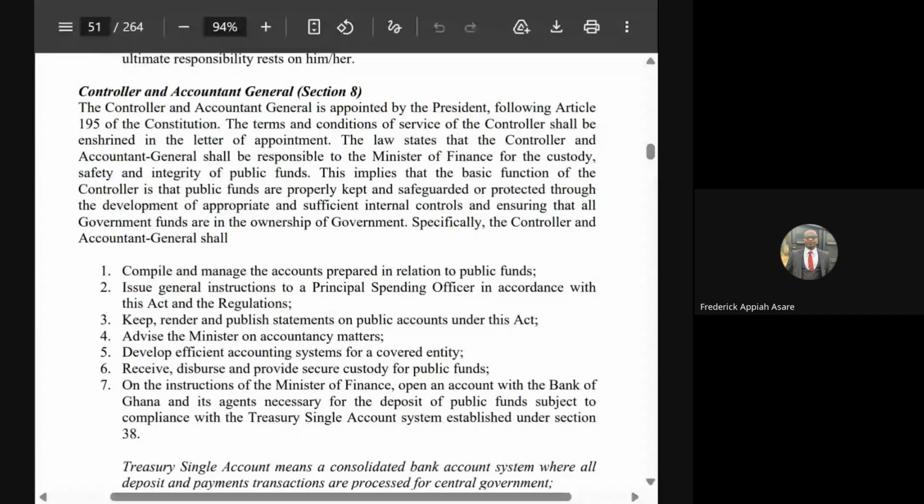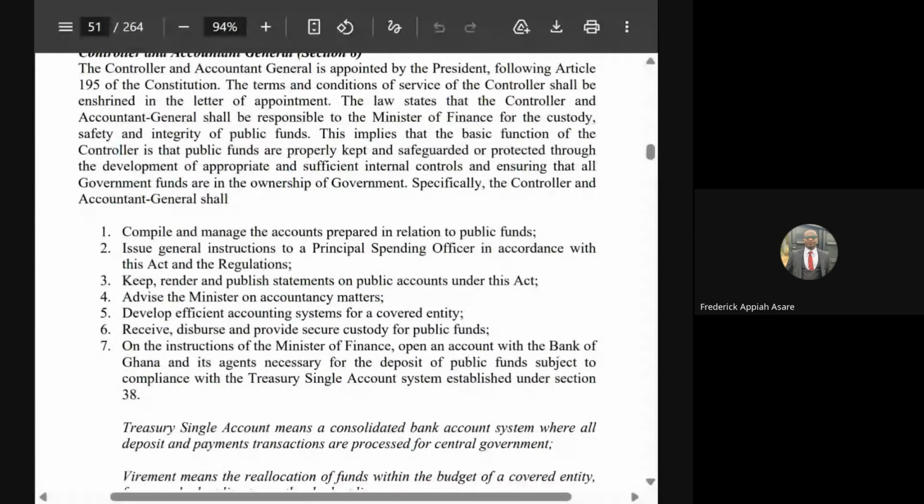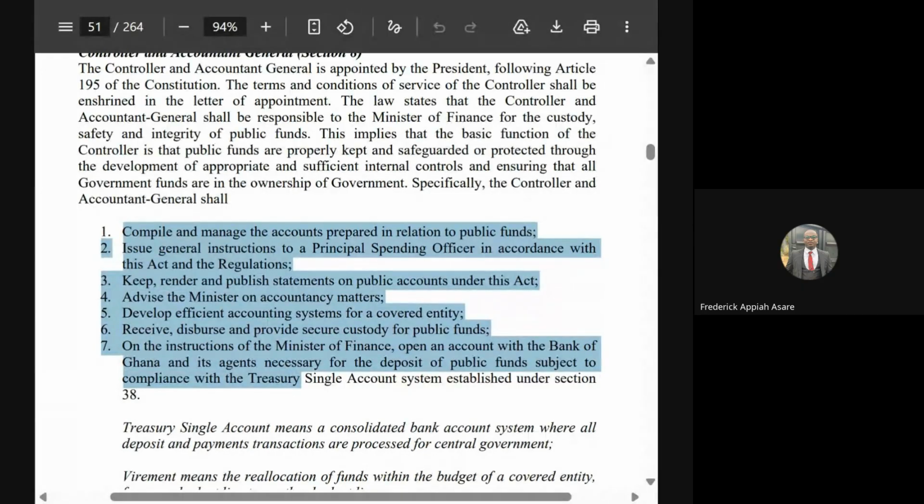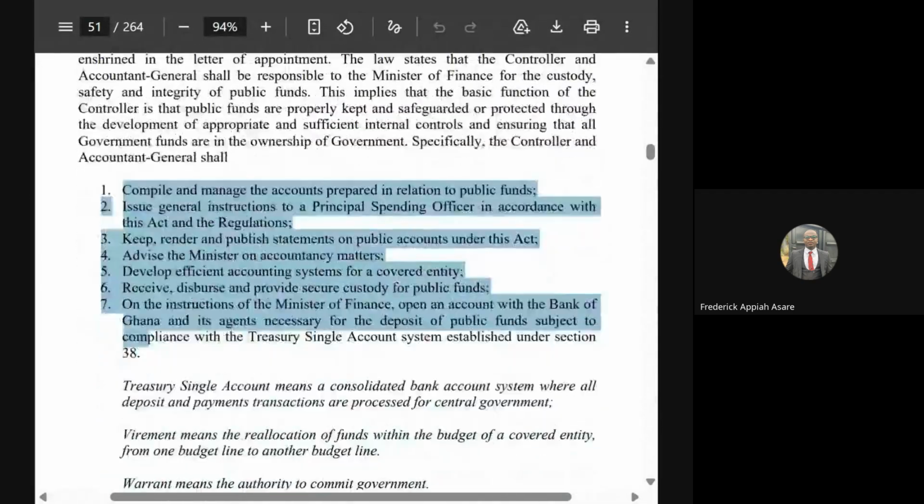The Controller and Accountant General also has the following, and he has to compile and manage. Yesterday also, I think the taxation lecturer also took you through the roles of the Controller and Accountant General. So here he compiles and manages the accounts prepared in relation to public funds. He issues general instructions to principal spending officers in accordance with this Act. He keeps and renders public statements on accounts. So these are things that you can read. They are very self-explanatory.